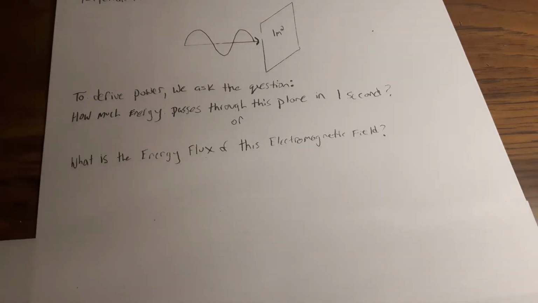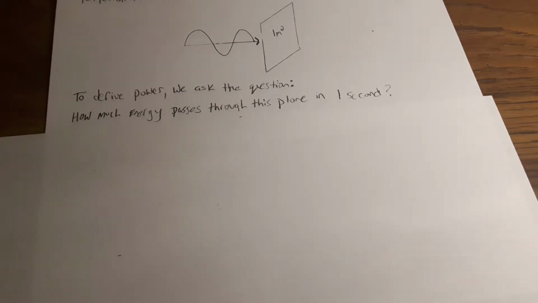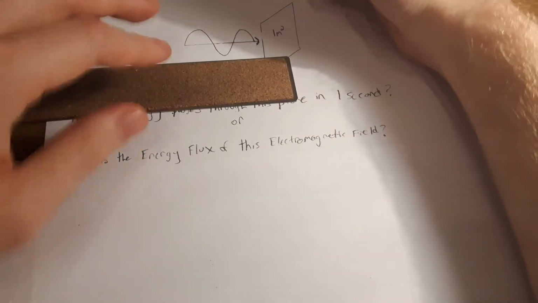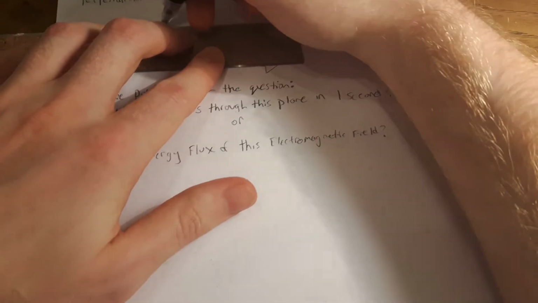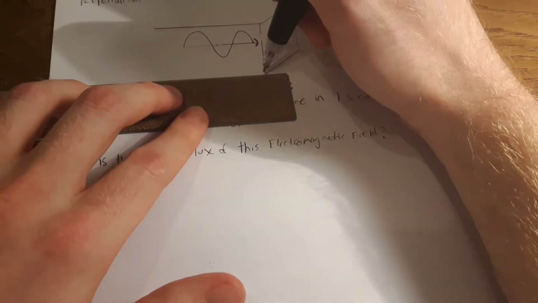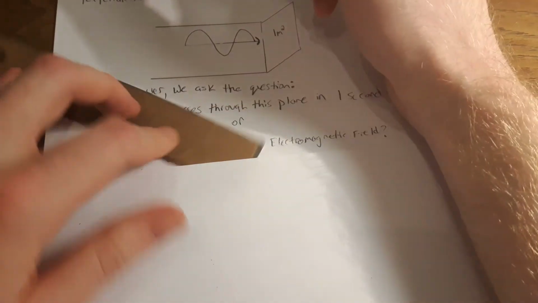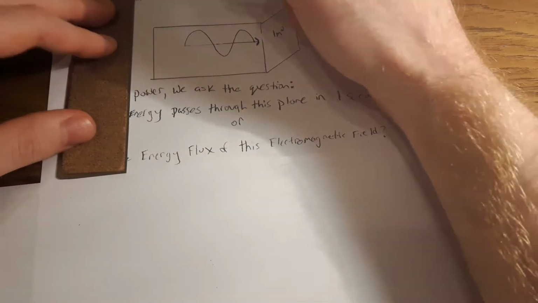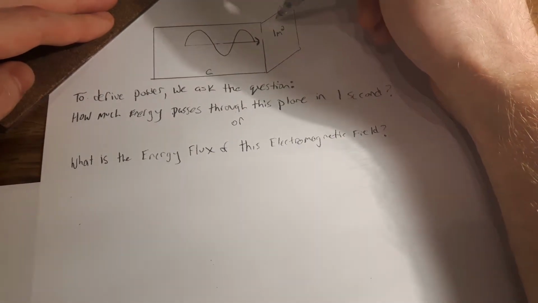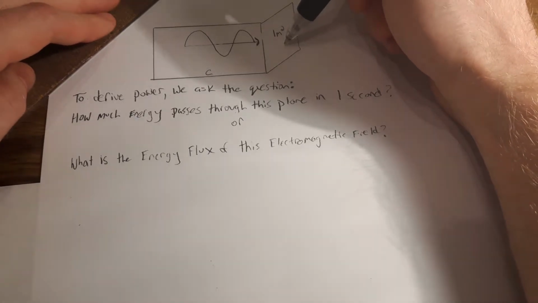In order to derive the power, we ask the question, how much energy passes through this plane in 1 second? Or simply, what is the energy flux of the electromagnetic field? Well, light traveling in a vacuum will travel a distance c in 1 second. That's 300,000 kilometers. This side of this box will represent that distance c. This side of the box is the 1 meter squared plane.